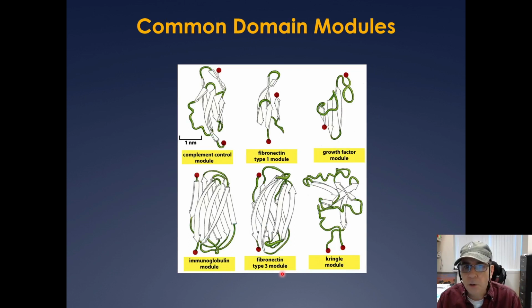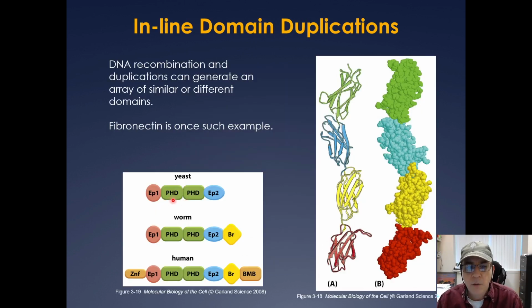Here are just some common domain modules. You have the complement control module here, fibronectin module 2. Here's a growth factor module. Here's an immunoglobulin module, and fibronectin, which actually looks very similar to the immunoglobulin module. Then you have a Kringle module over here. So there are all different kinds of protein domains. They could have put the SH2 and SH3 domains here as well, which we saw in Src. There are also domains called the PH domain, pleckstrin homology domain, EF1 and EF2.